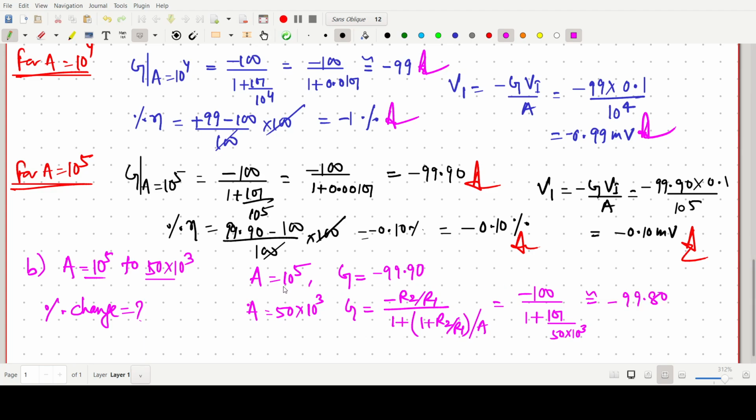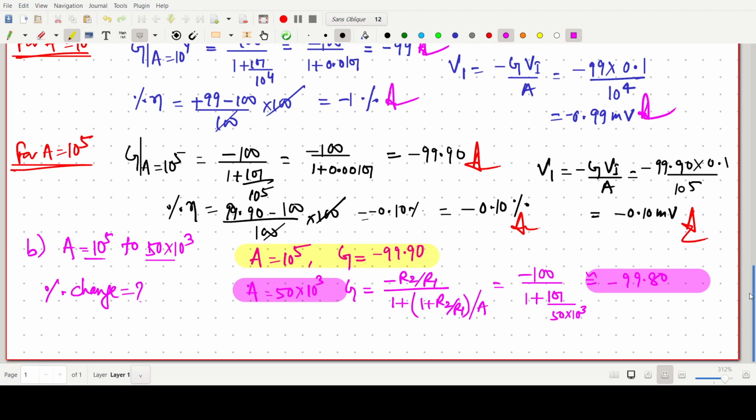So when the open loop gain A changes from 10 to the power 5 to 50 into 10 to the power 3: when A is 10 to the power 5, the gain is minus 99.90. When A is 50 into 10 to the power 3, the value is minus 99.80. So we have to take the modulus, and then find the percentage change.